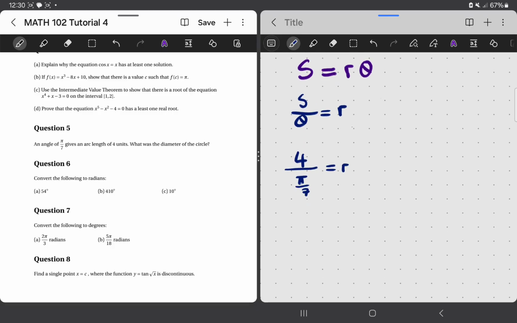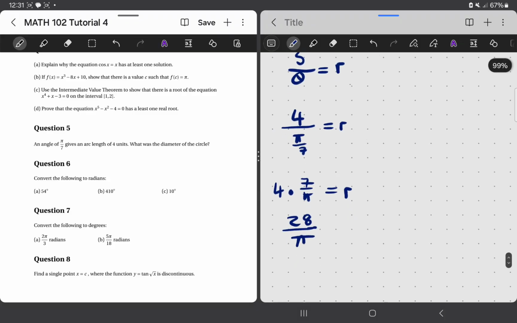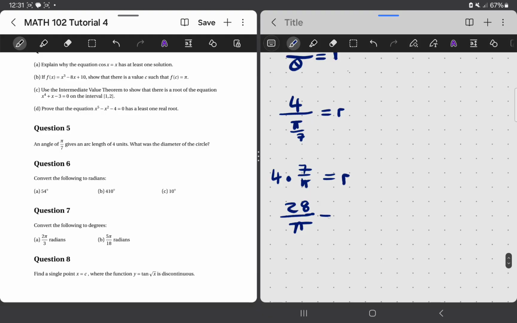So 4 divided by pi over 7 is like to say 4 times... We can't divide by a fraction. When we are dividing by a fraction, we multiply by the inverse. So we flip it. Pi over 7 becomes 7 over pi, right? And this is going to give us r. Now the whole number will multiply the top. Please don't put the answer here, because where will r go? r has to stay here. So 4 times 7 becomes 28 over pi, because the whole number multiplies only the top, and that is your radius.